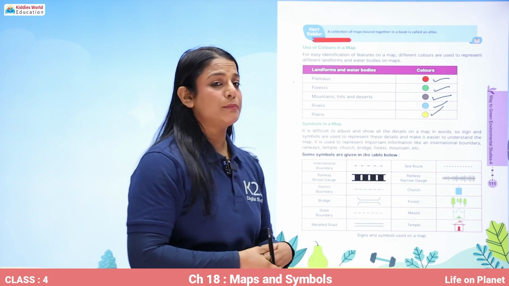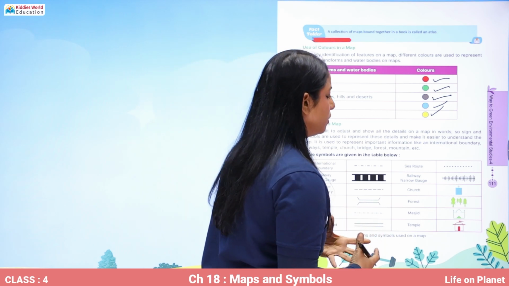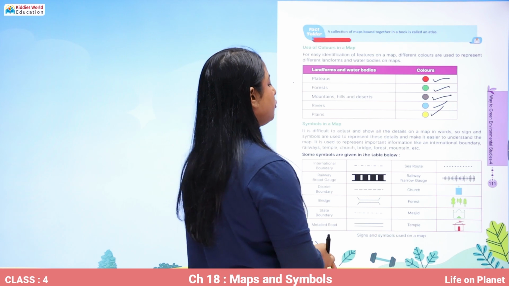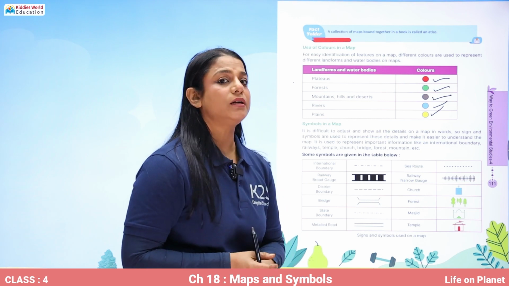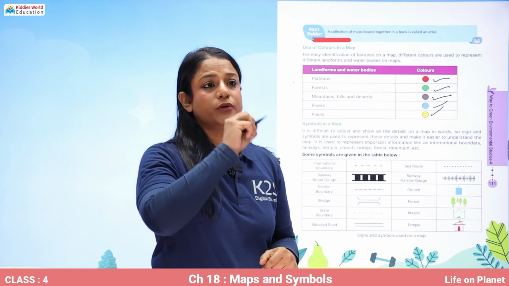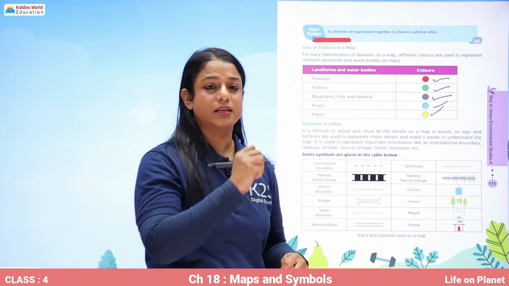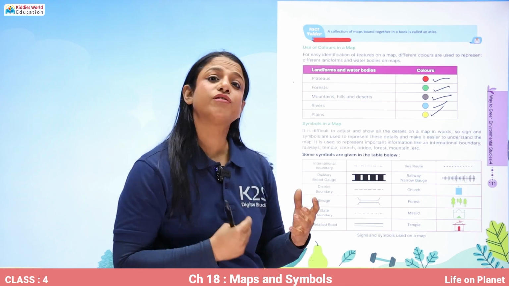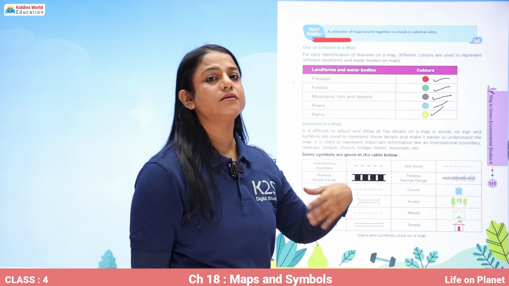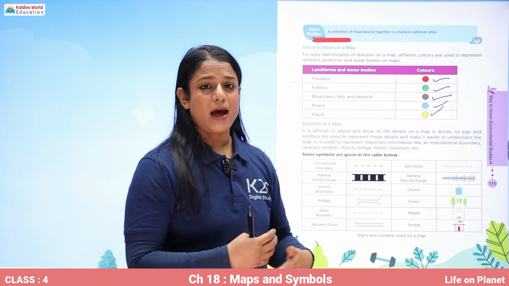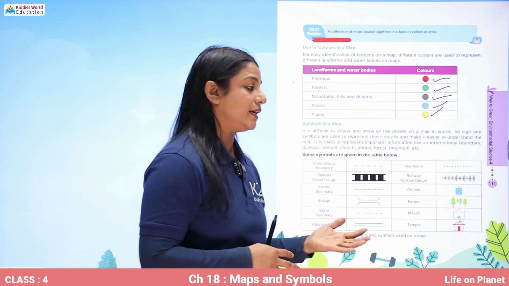And what are the different symbols in a map? It is difficult to adjust and show all the details on a map in words. So signs and symbols are used to represent these details and make it easier to understand the map. It is not possible everywhere to write that this is a mountain range, this is a railway, this is a state border, this is a country border. It's not easy to write so much on a map. So we use different symbols to represent all these things, and people can learn these symbols and learn to read a map.